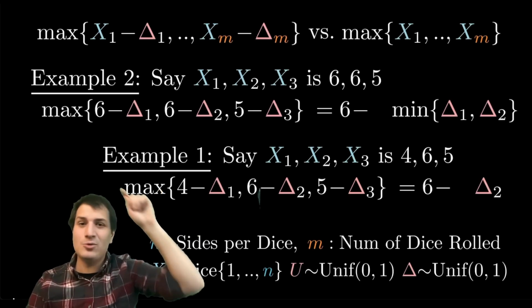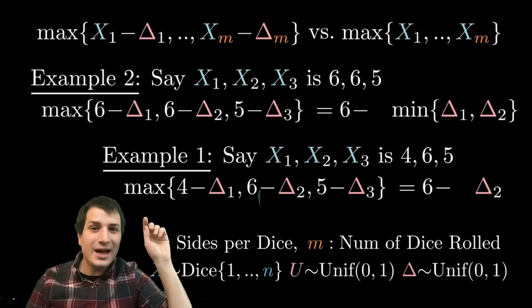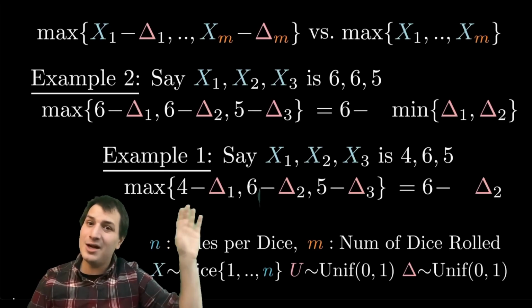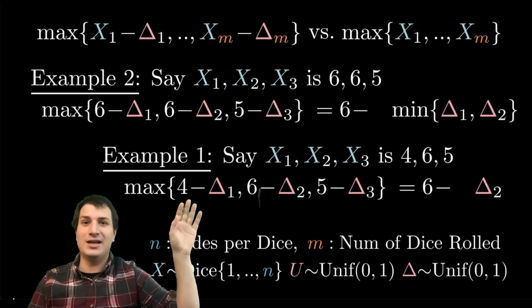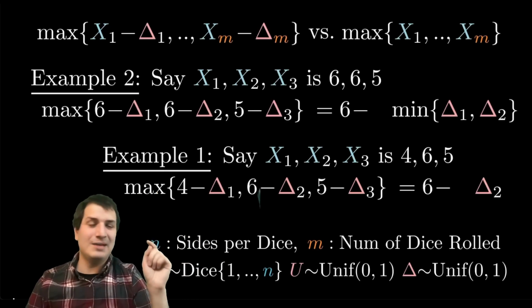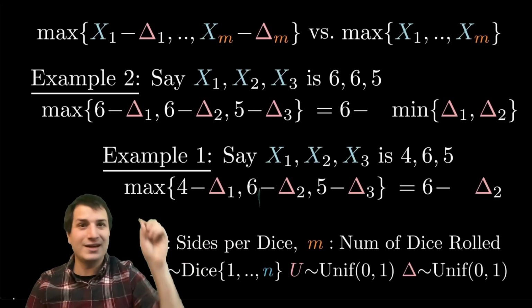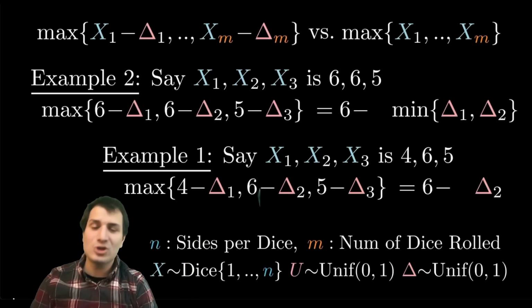So comparing example 1 to example 2, you see that because there was a tie for first place in example 2, we ended up with a minimum of two things, the minimum of delta 1 and delta 2. Because there was no tie in example 1, we just had a single delta 2 sitting on its own. And this is the little trick that is going to give us that third term in the approximation.